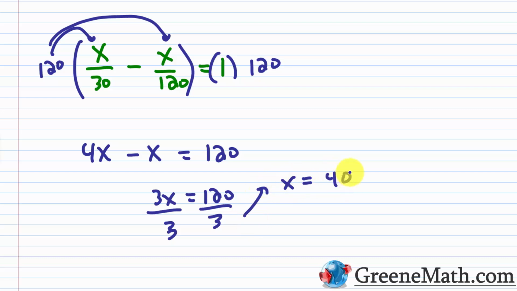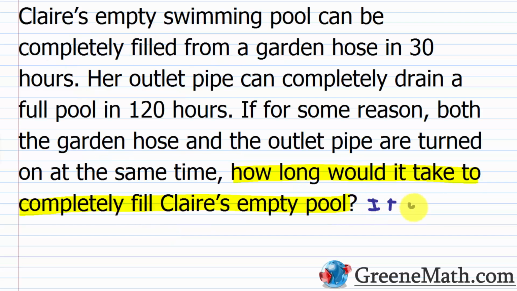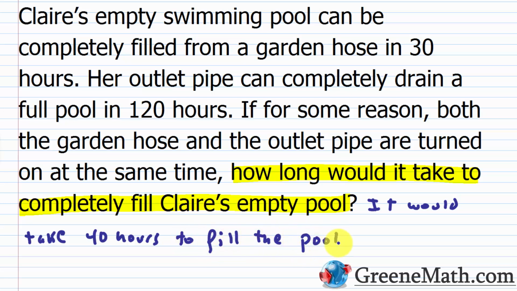So that tells us what? It tells us that the garden hose and the outlet pipe can both be left on, and the pool is going to go from completely empty to completely full in 40 hours. Let's go back up. So it would take 40 hours to fill the pool.